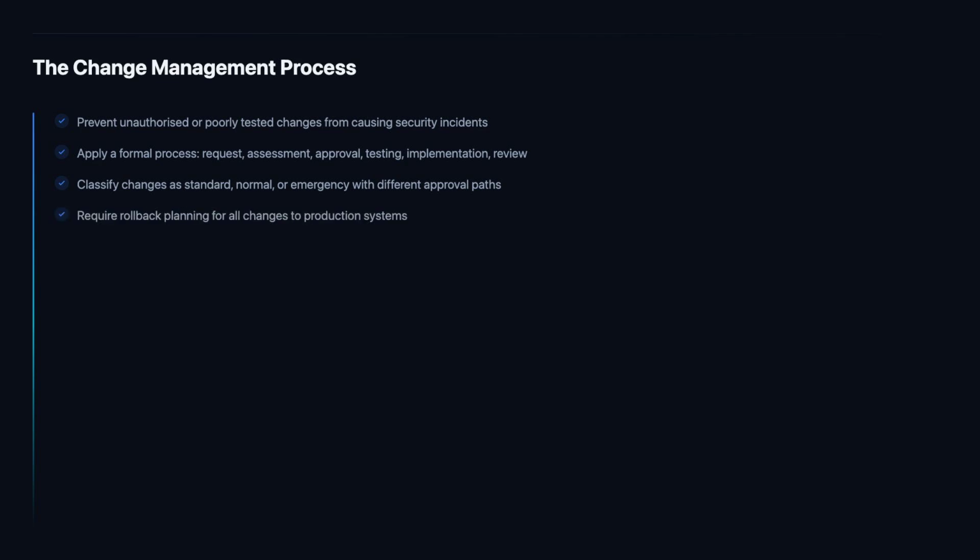Rollback planning is a mandatory element of change management that is often neglected in practice. Every change to a production system should have a documented rollback procedure that defines how the system will be returned to its previous state if the change causes unexpected problems. The rollback procedure should be tested in the test environment before the change is made in production, and the time required for rollback should be understood and communicated to stakeholders who depend on the affected system.